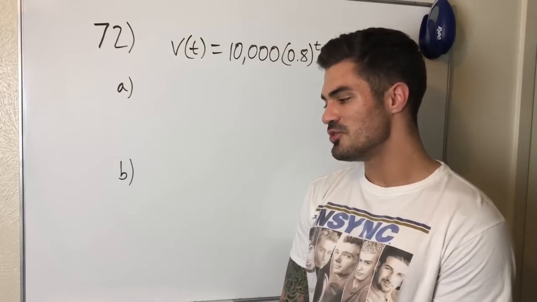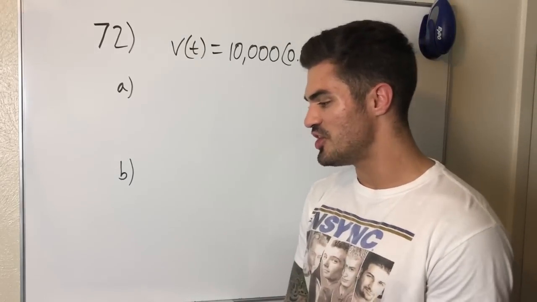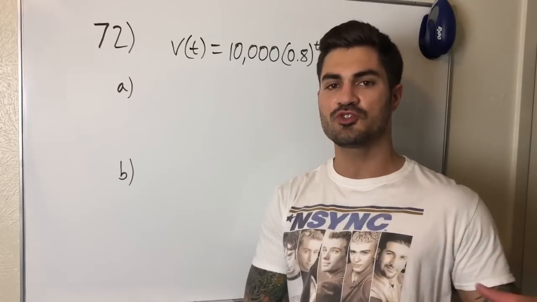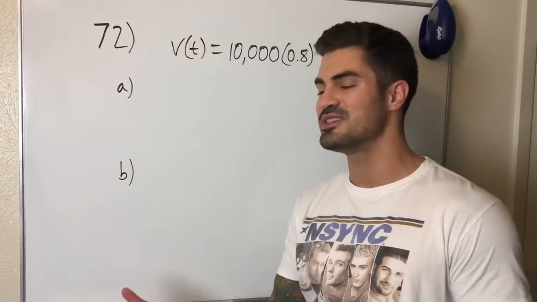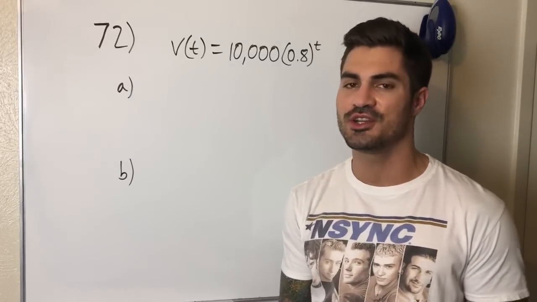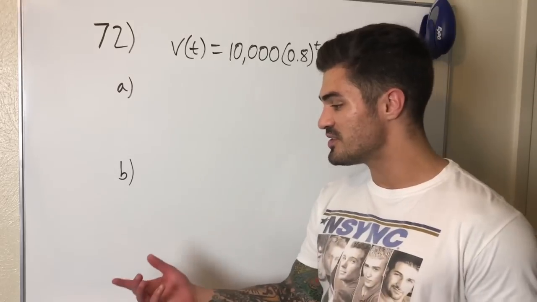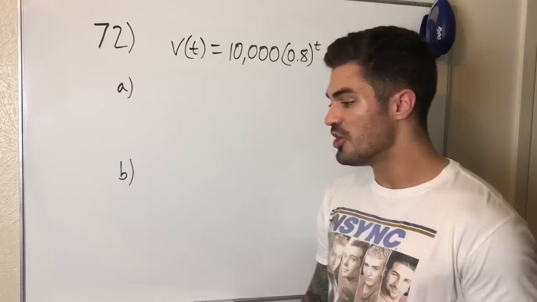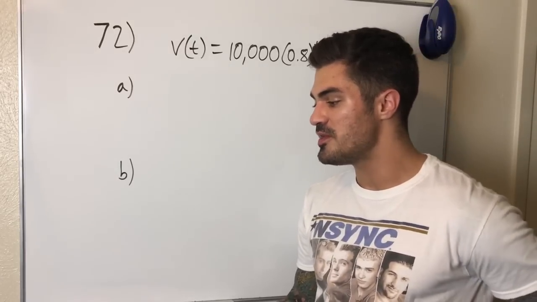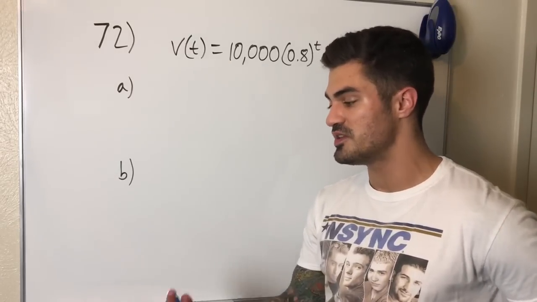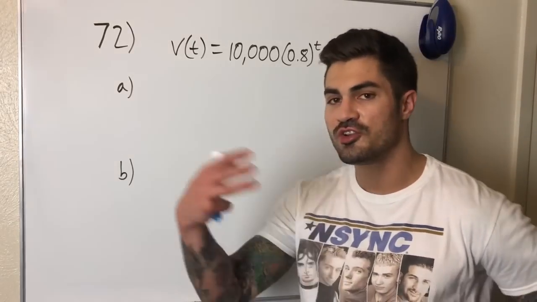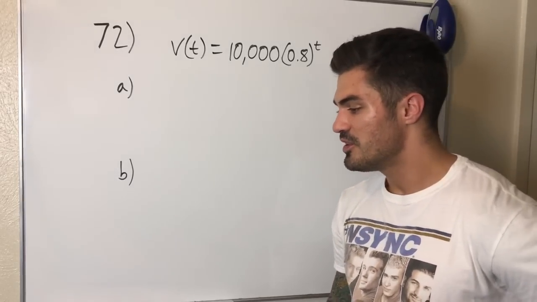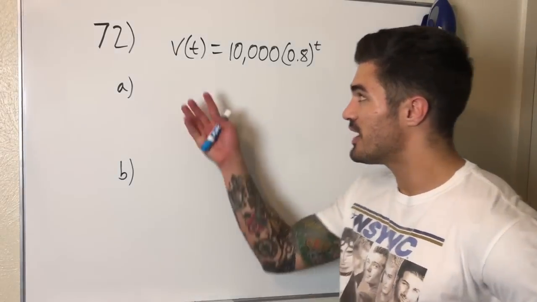All right, number 72 says a veterinarian depreciates a $10,000 x-ray machine. So the last problem was exponential growth. This is going to be exponential decay, right? The word depreciation gives it away. So he estimates that the resale value, which is our function v of t, in dollars after t years is 80% of its value from the previous year, okay? So each year that goes by, it reduces by 80%. Therefore, the resale value can be approximated by this function.